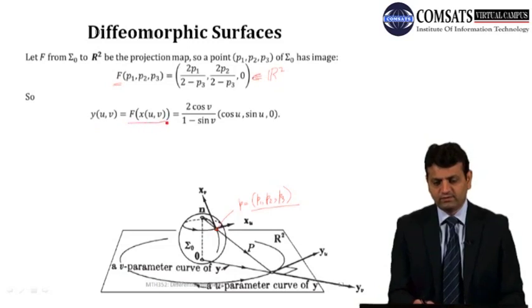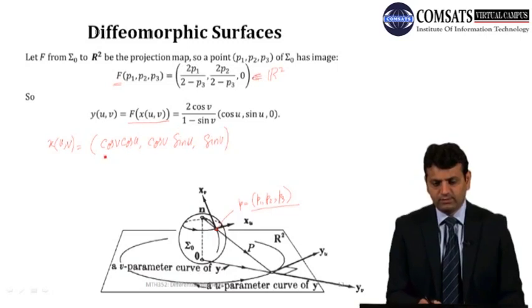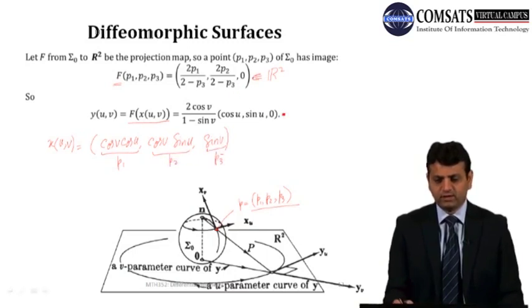Now what is f of x of u? We can put the values of x of uv. Now what is x of uv? This is equal to cosine v cosine u, cosine v sine u, and sine v. और ये जो वैल्यूज़ हैं जब आप इधर पुट करेंगे, so this is P1, this is P2, this is P3, इन वैल्यूज को यहाँ रिप्लेस करेंगे तो हमारे पास ये एक्सप्रेशन आ जाएगा which is y.